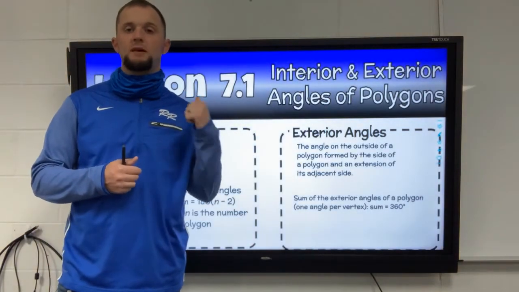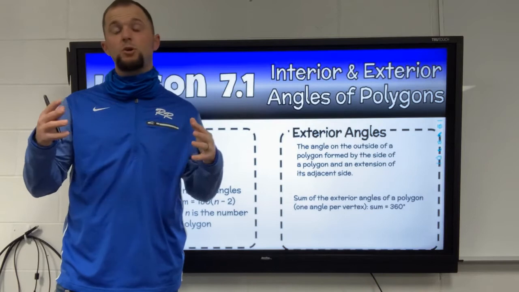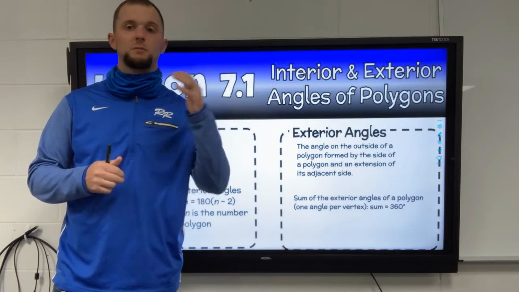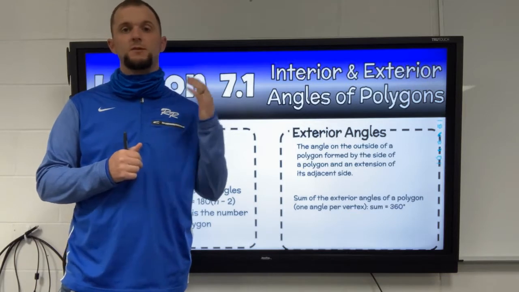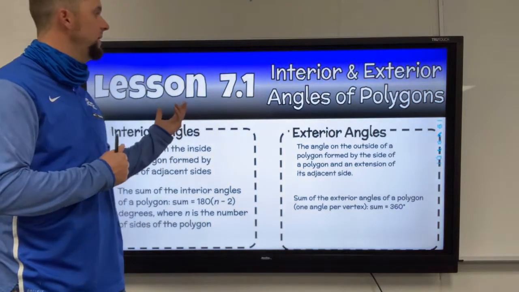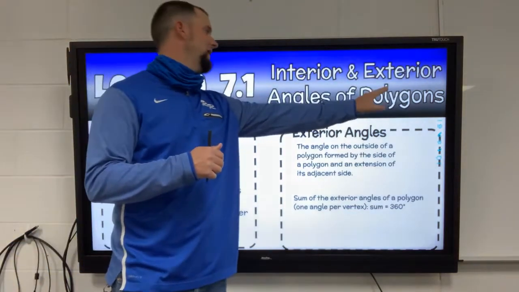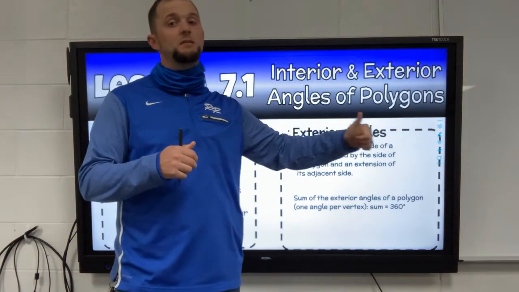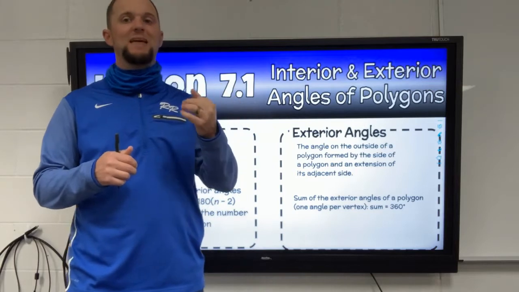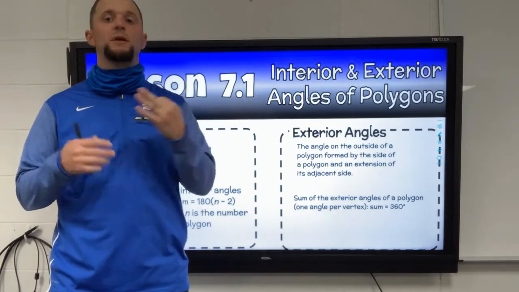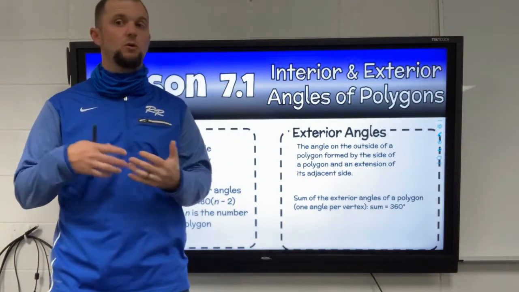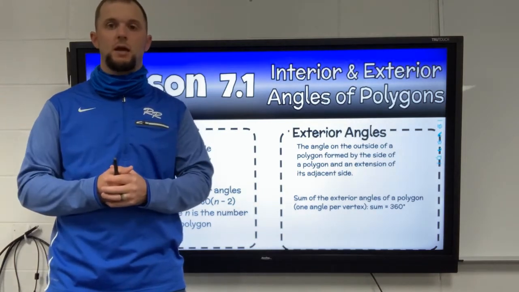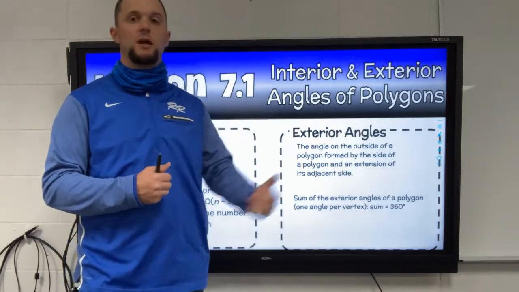Today we're starting with 7.1, and this whole unit is going to be over 2D and 3D shapes, basically, and learning some different things about those. So the first thing we're going to look at is what do I mean by interior and exterior angles of a polygon. And a polygon means basically any figure that is enclosed with 3 or more sides. So like a triangle, a rectangle, a square, all those would be known as polygons, okay? So let's jump into interior and exterior angles.